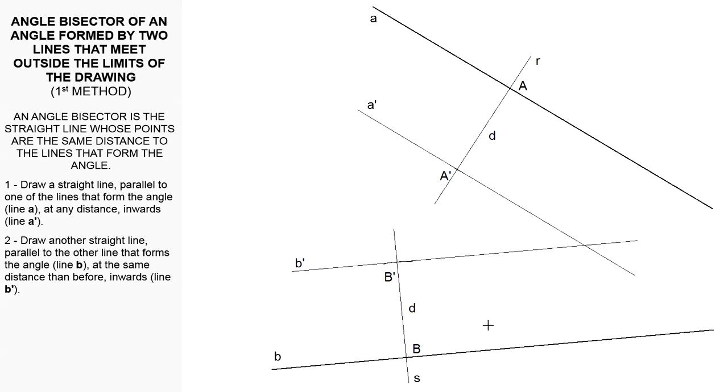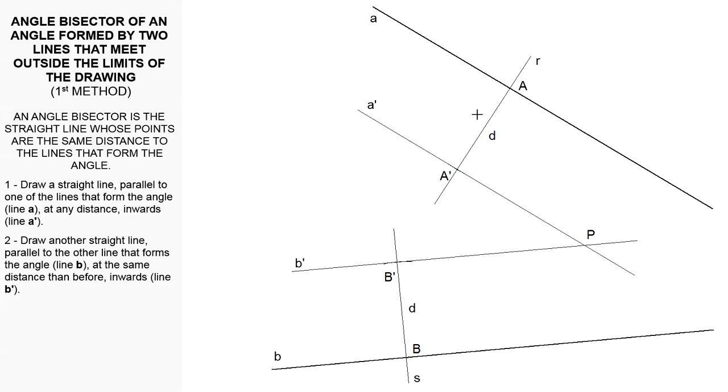If every point on straight line A1 is the same distance to straight line A and every point on straight line B1 is the same distance to straight line B, and the distance is the same on both cases, this point where straight lines A1 and B1 meet will be the same distance at the same time to lines A and B, this point P.